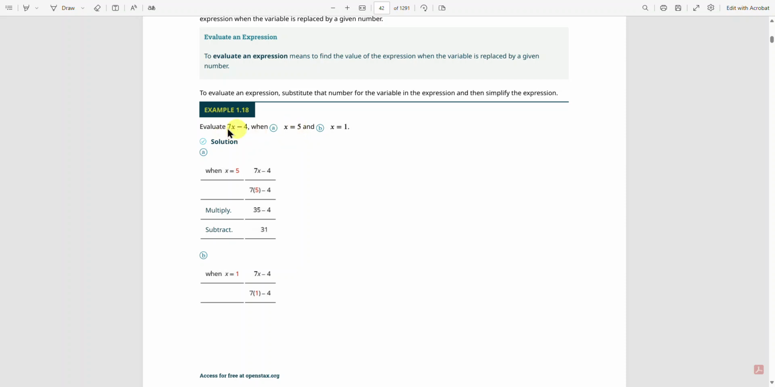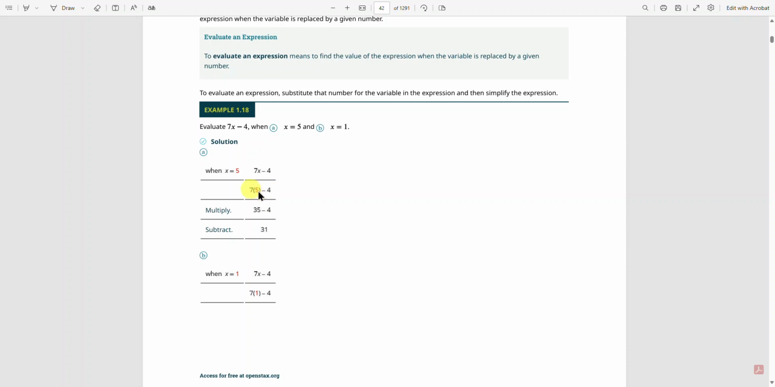So all we're going to do to evaluate this expression is replace x, which is the variable, with the number 5. And then we're going to simplify that expression. So what we're going to have is 7 times 5 minus 4. We see that written down here. So 7x minus 4 is our expression. We're going to substitute x with 5. So that gives us 7 times x, or 7 times 5, minus 4.